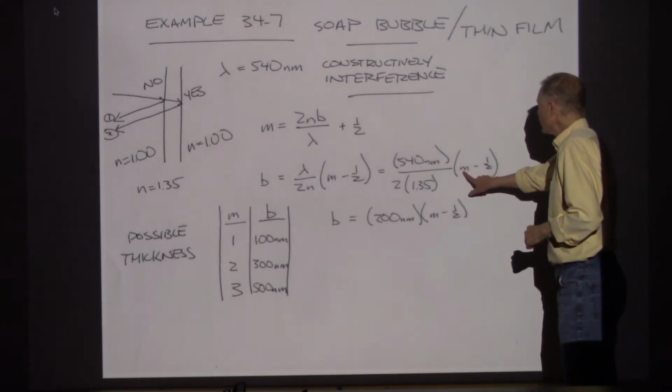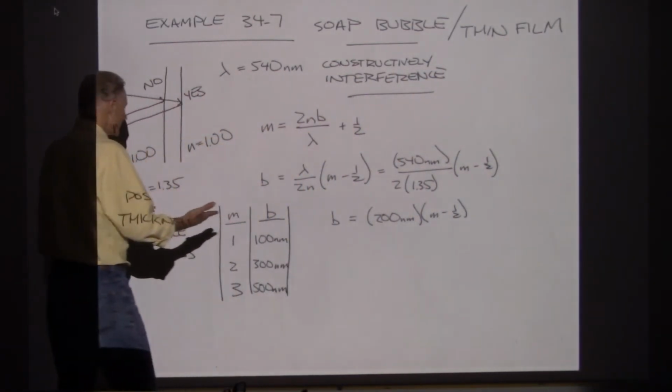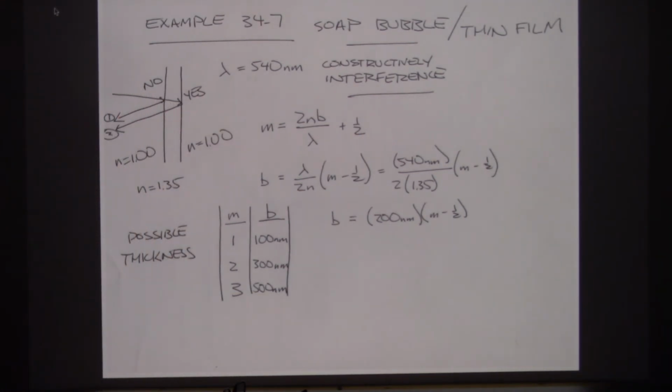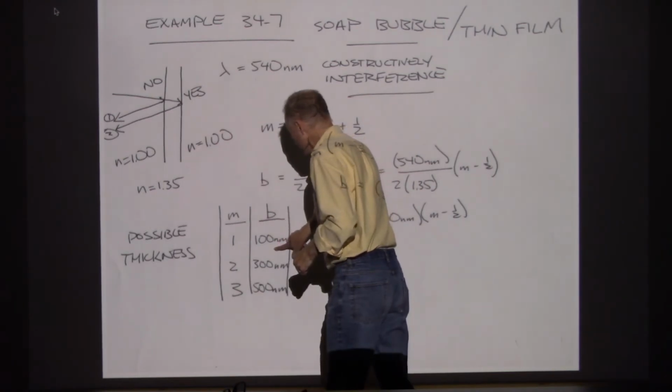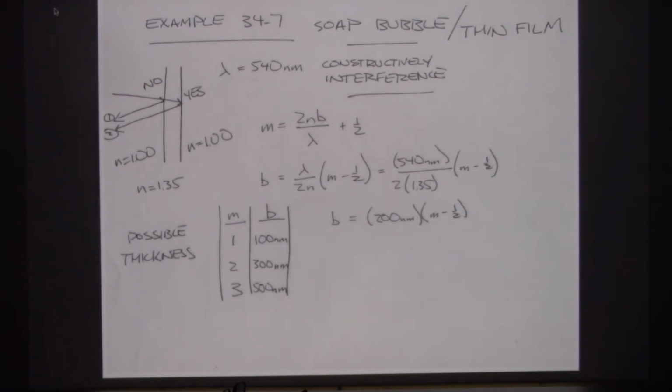So I'm going to start with, well, M is equal to 1/2, but 1/2 would be a destructive effect. So for the constructive effects, I'm going to start with 1. So M is equal to 1, 2, or 3. The formula tells me the possible thicknesses here are 100, 300, 500 nanometers. 100 nanometers would be the thinnest soap bubble that would create this effect for a wavelength of 540. Now it could be 300 nanometers thick, and it would still constructively reflect the 540. It would still create that green effect.